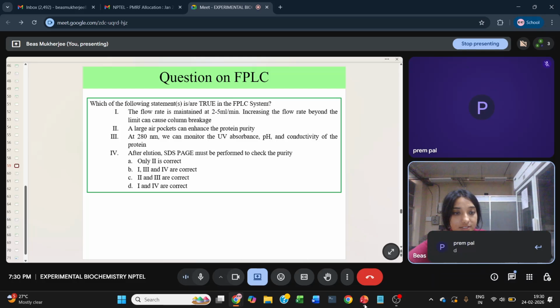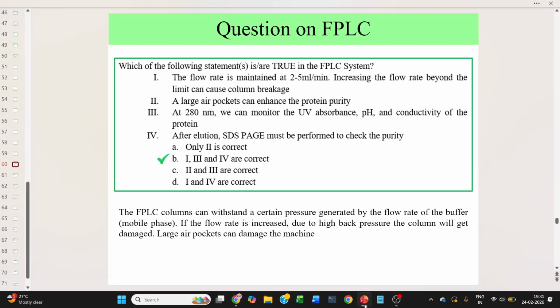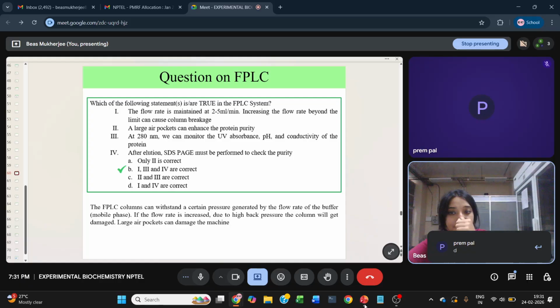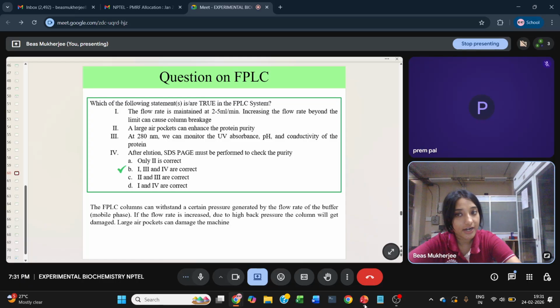Okay, so we will look at the D. So B is the right answer because 1 and D are... 1 is correct and 2 is wrong. So 1, 3 and 4, all of these are correct.